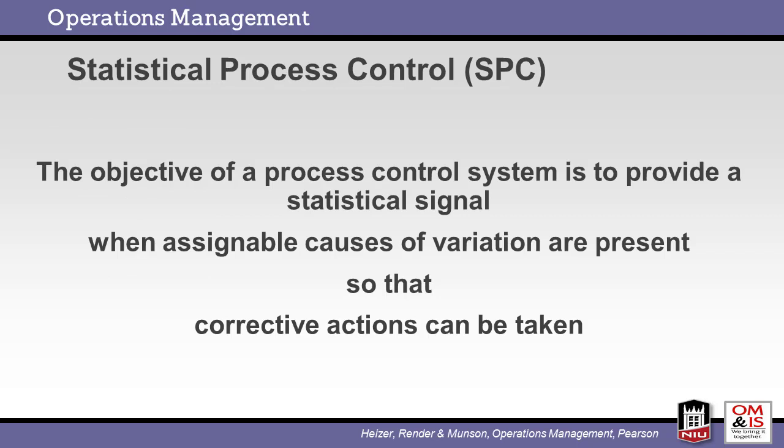The goal is to reduce variation in a given process. Statistical process control applies statistical analysis to the assignable causes of variation to identify when corrective action should be taken.